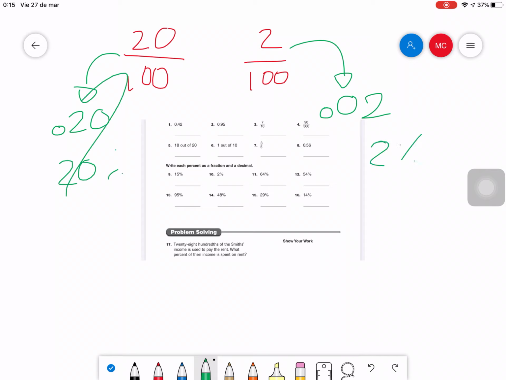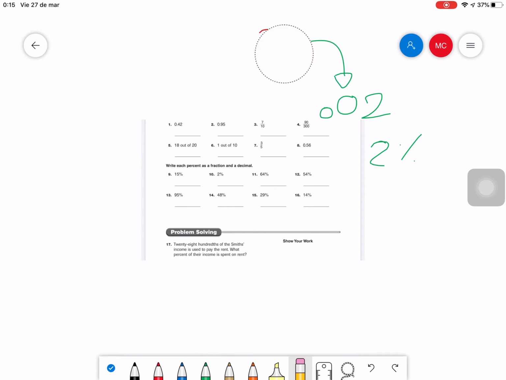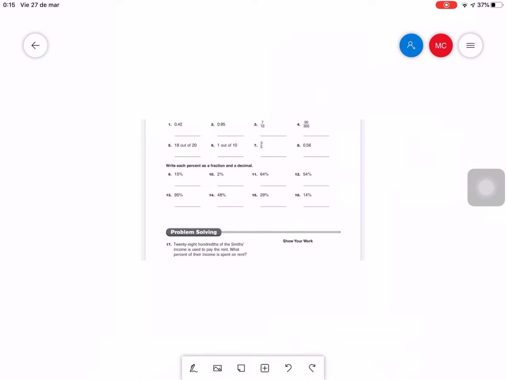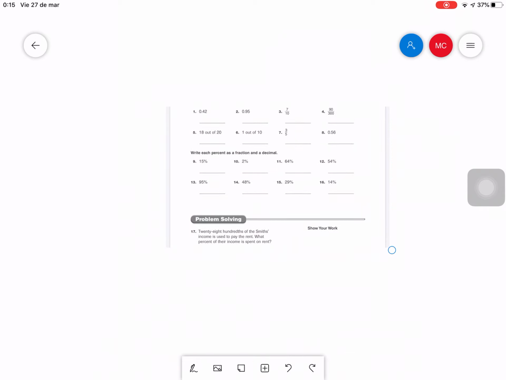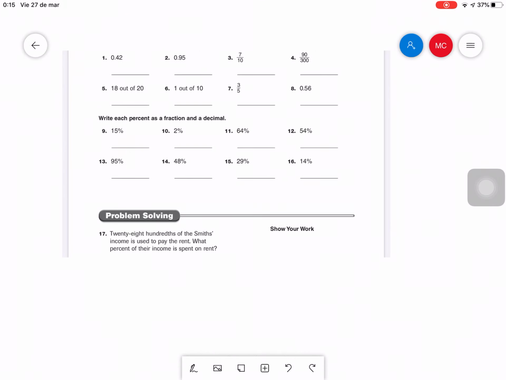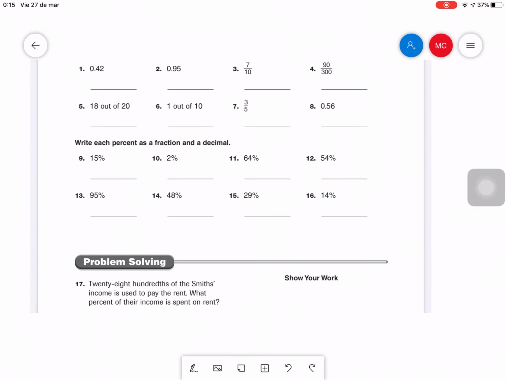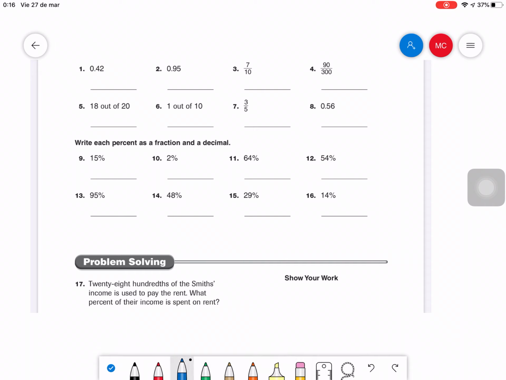Having that in mind, I guess you won't have a hard time. Now, you gotta keep that in mind for the exercise that you're gonna see. Let's start with the second one because it's the easiest one. It tells you, write each percent as a fraction and as a decimal. You won't have a hard time because it is simple.